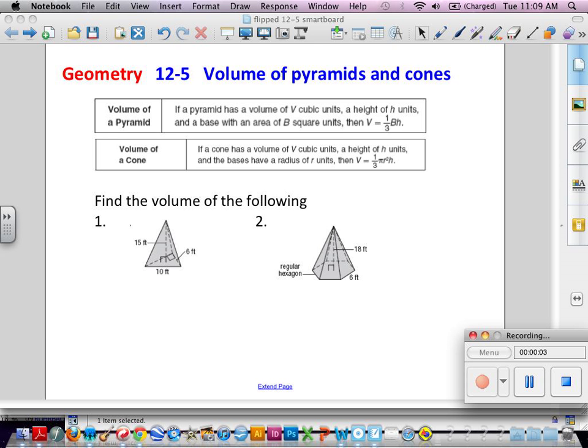Hello, geometry students. We're continuing in chapter 12 and we're moving on to volume of pyramids and cones. Yesterday you did volume of prisms and cylinders.